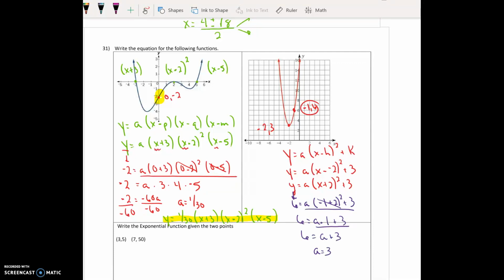So then I can write my final equation. Y equals 3, and then I'll go back to the rest of vertex form.